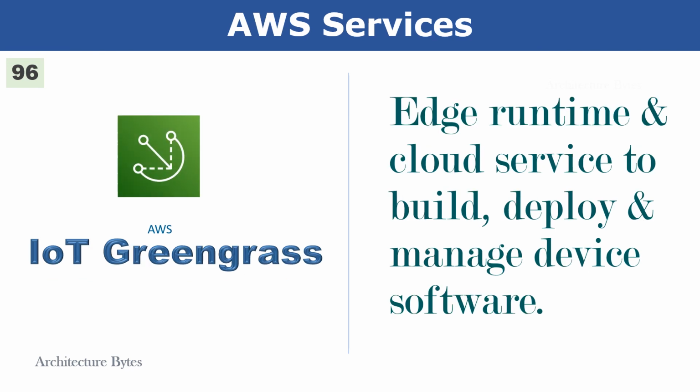IoT Greengrass is an edge runtime and cloud service to build, deploy, and manage device software, thereby extending cloud capabilities to local devices. Thus, devices can collect and analyze data closer to the source of information, react to local events, and communicate securely with each other on local networks.